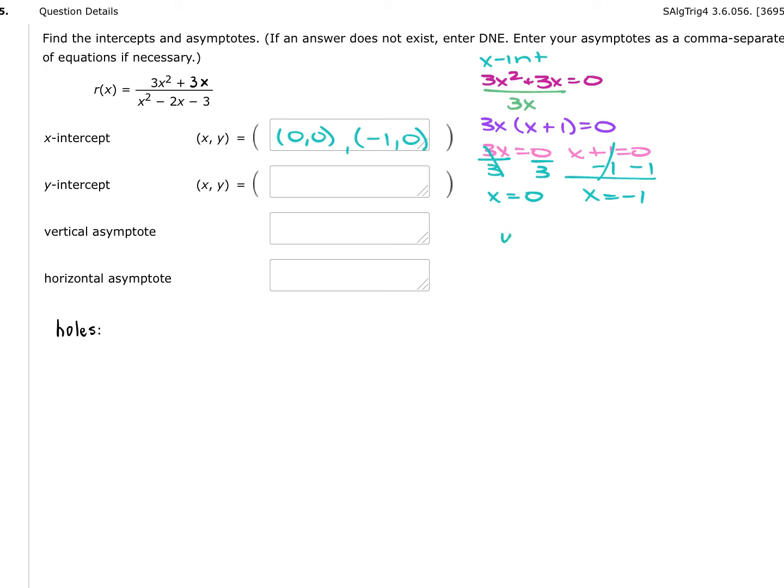For your y-intercepts, you are going to take that function, set it equal to y, plug in a 0 anywhere you see an x. So that's going to give you 3 times 0 squared plus 3 times 0 all over 0 squared minus 2 times 0 minus 3. This simplifies to be 0 over negative 3. And we said when we did part 1 that 0 over anything is 0. So your y-intercept is the ordered pair 0, 0.